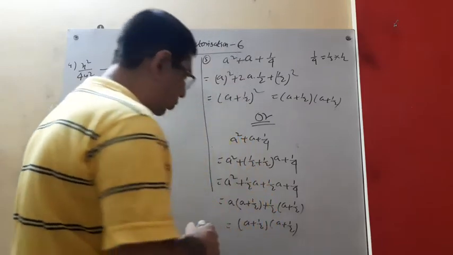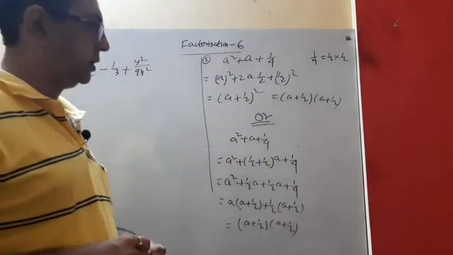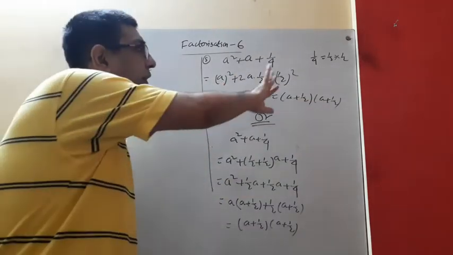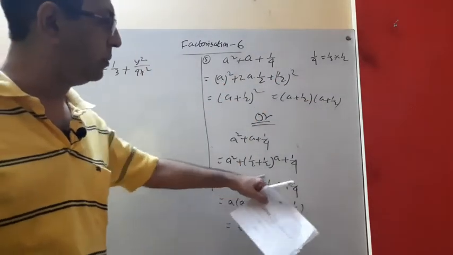Any method you can use. Okay. But because expressing as a perfect square, we have done the factorization, and this is for middle term break.